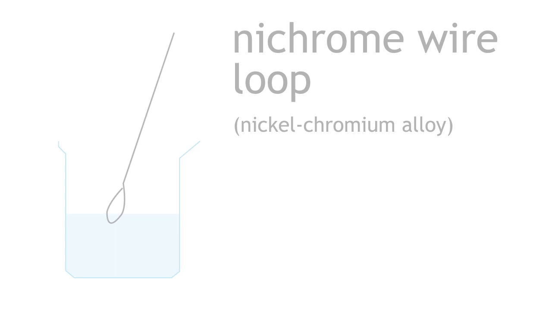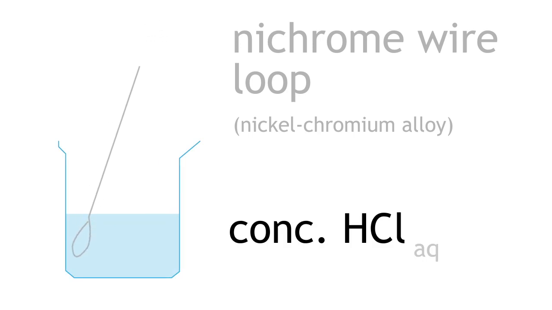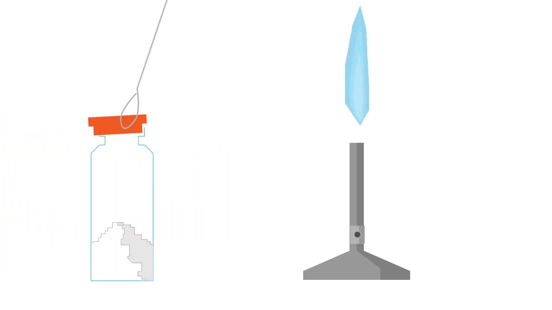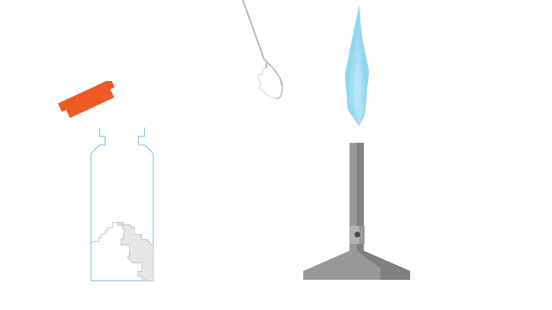Clean nichrome wire in concentrated hydrochloric acid and place in a roaring Bunsen burner flame. Repeat until no color is produced, thereby confirming that the nichrome wire is thoroughly clean. Place the nichrome wire in concentrated hydrochloric acid again, and scoop some of the unknown solid onto the loop. Place at the edge of the roaring flame, and you will find that each sample produces a characteristic color.